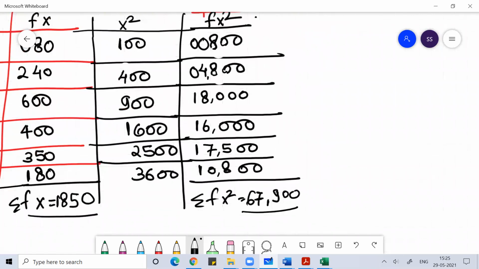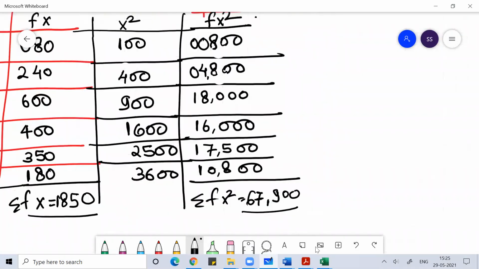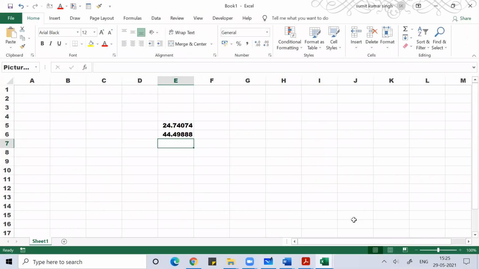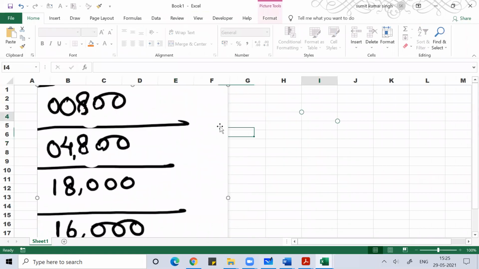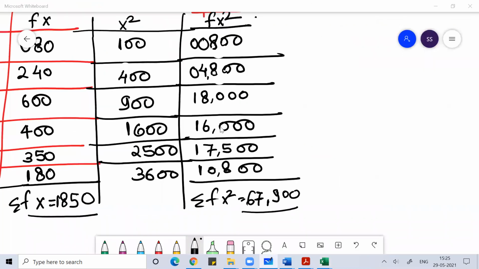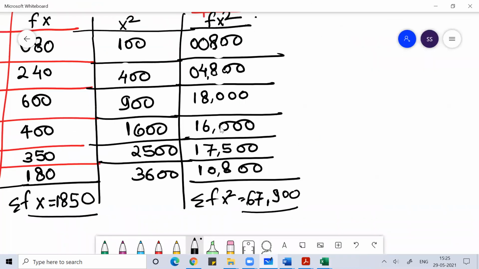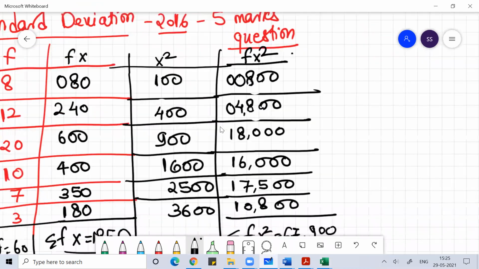Let me just reconfirm these values. You can use a calculator or you can use Excel. Just do the sum of this. So this is 800. Then 4800. Then 18,000. Then 16,000. Then 17,500. Then 10,800. You can use calculators. All equal to a sum of 67,900. Okay, I got the same thing, 67,900. Okay, guys.